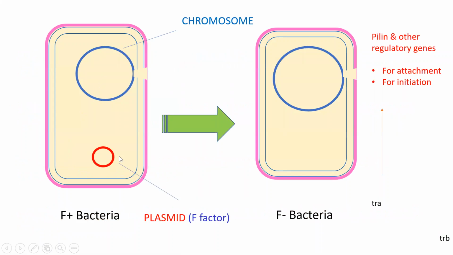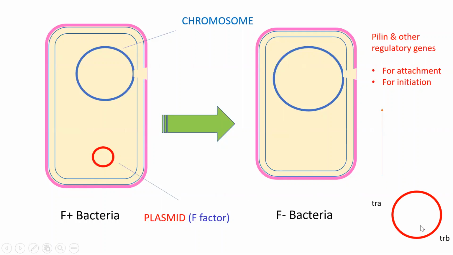Here we can see the bacteria where, along with the main chromosome, it is having the plasmid, that is the F factor. So it is called the F plus bacteria. On the other hand, this bacterial cell doesn't have this F factor, so it is called the F minus bacteria. As the F factor is called the sex factor, this F plus bacteria can often be regarded as a male, and F minus bacteria is often regarded as a female strain.